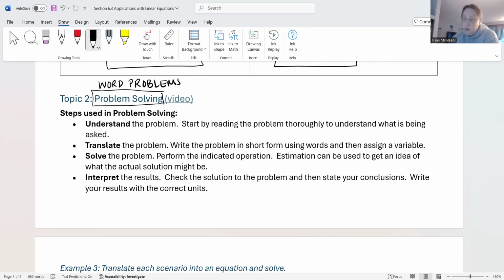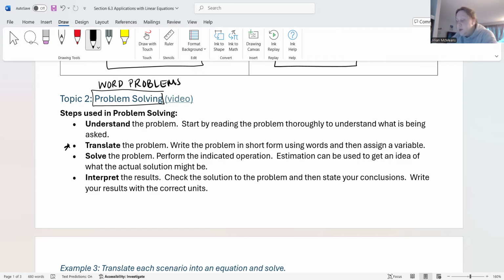Next, translate the problem. This is the direct translation part. So when it says translate the problem, that means to write the problem in short form using words and then assign variables. So for me, I'll take some time, I'll understand the problem, and then I'll translate the problem into just a sentence with really basic words, and I'll show you what I mean in just a bit. And then I'll translate it into just an equation with just numbers and variables. Okay. And then from there, we just use the tips and tricks that we already know for solving the equations. So once you get through the first two steps, it's pretty easy from step three, just solving the equation.